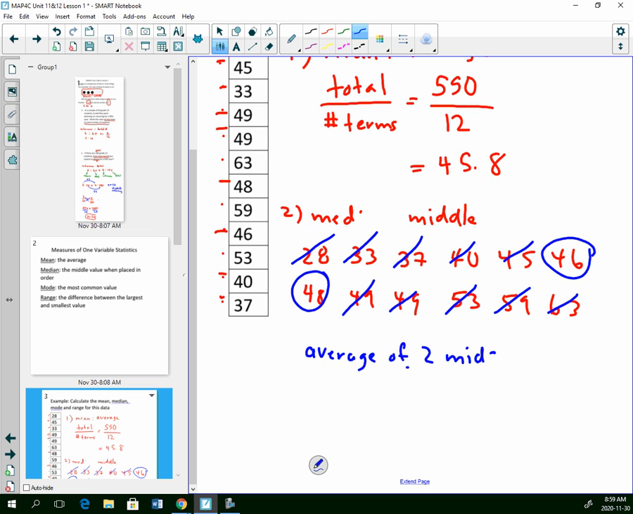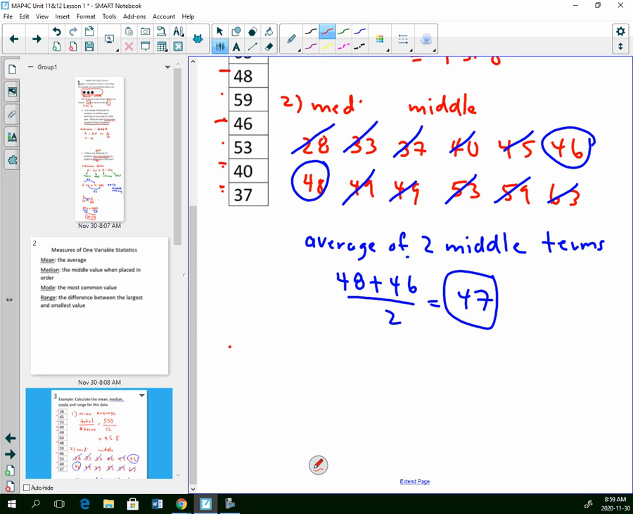If there's only one, then that's your median. If there's two, then you're going to average them together. So we're going to take the average of 48 and 46, which would be 47. So that's my median. Okay, so depending on whether you have an odd or even number of terms, if it's an odd number, you'll have one middle number. If it's an even number, you'll have two, and then you just average it.